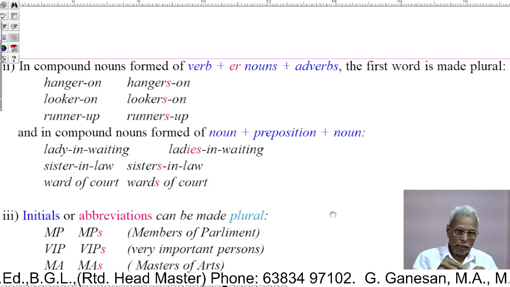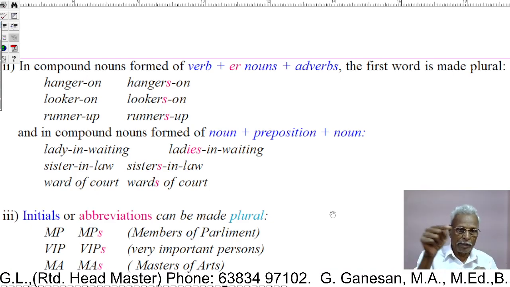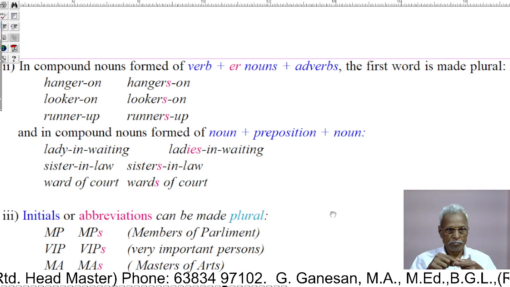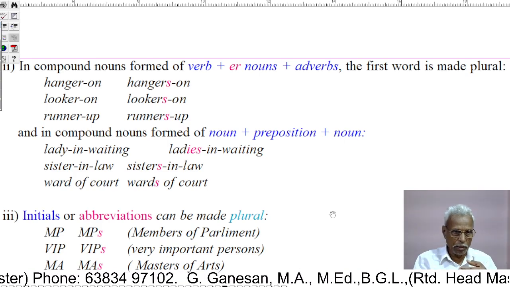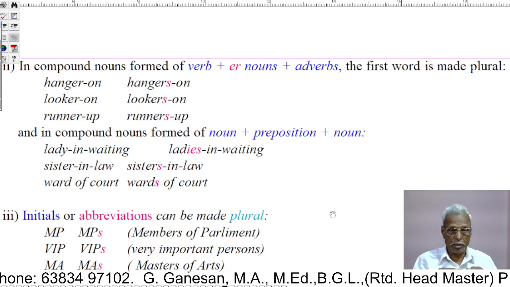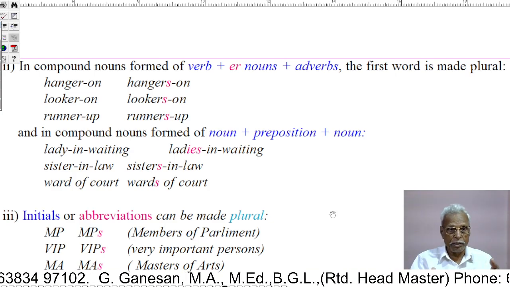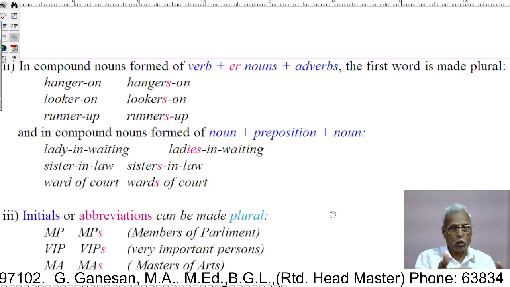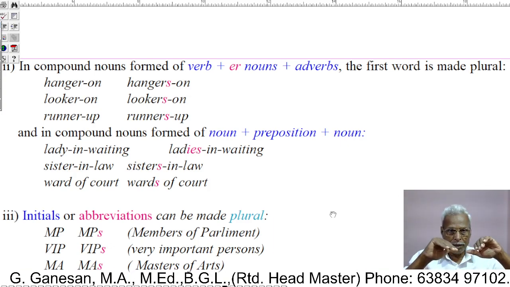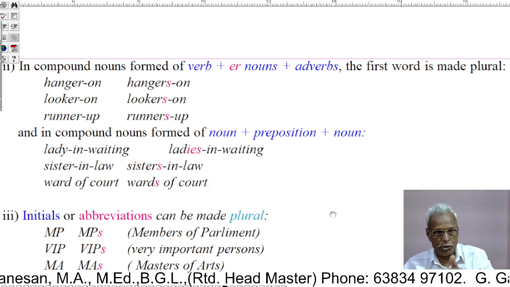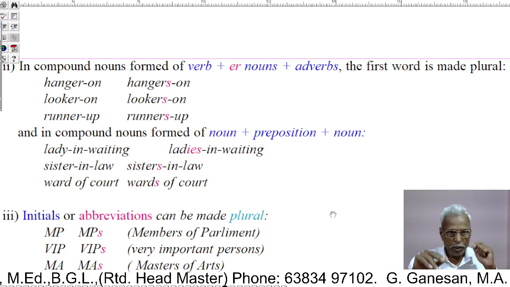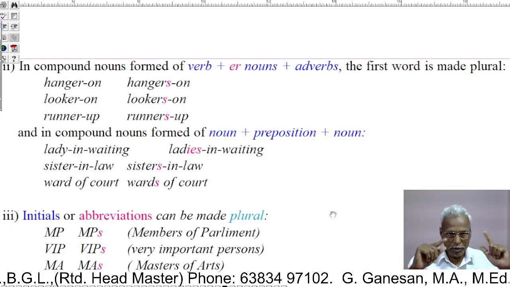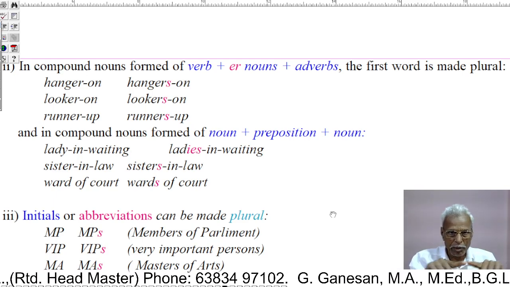Here, hang is made into the noun hanger by adding er, and it is made a compound noun by adding the adverb on. So, hanger on, plural hangers on. Looker on, lookers on. Runner up, runners up.